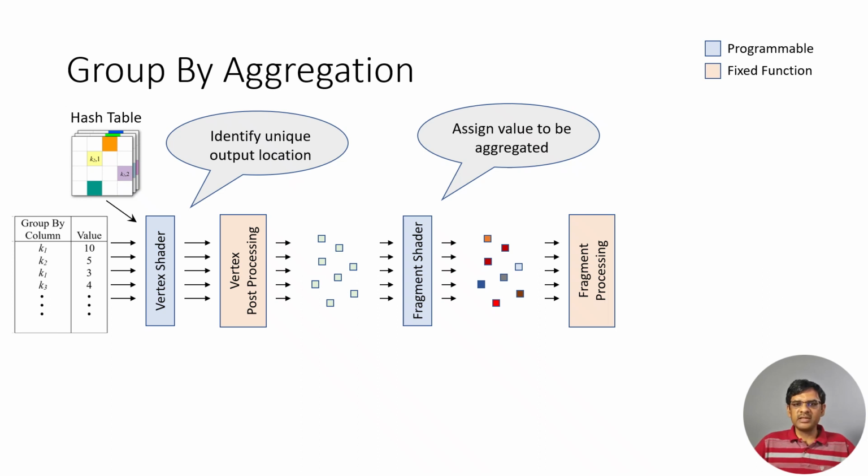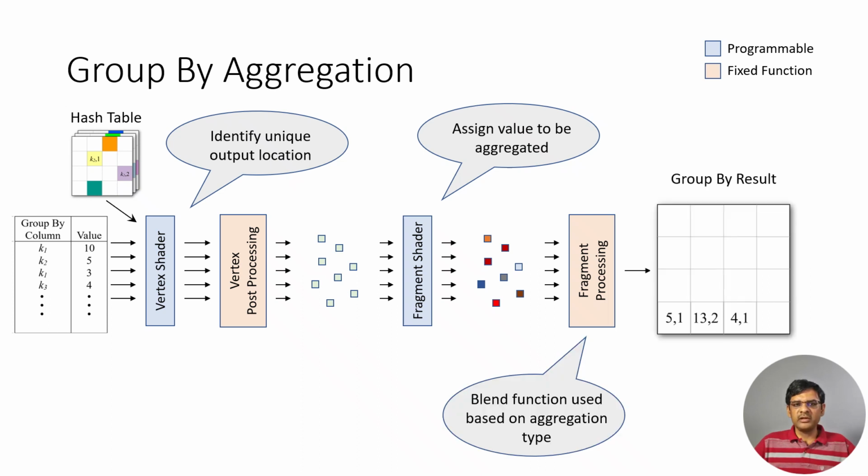What is different in this pipeline compared to the join pipeline is that we make use of the inbuilt blending functionality to compute the aggregation. This allows us to support count, sum, average, minimum, and maximum as aggregate functions. The hardware then performs this blend and generates the required output. While this algorithm illustrates the case of a single attribute group by, we have also extended this approach to support multi-attribute group bys.